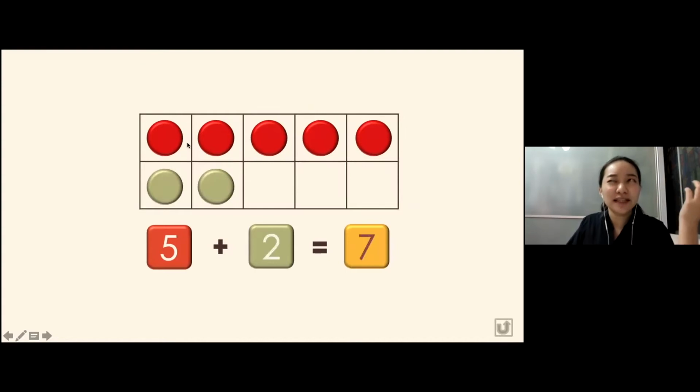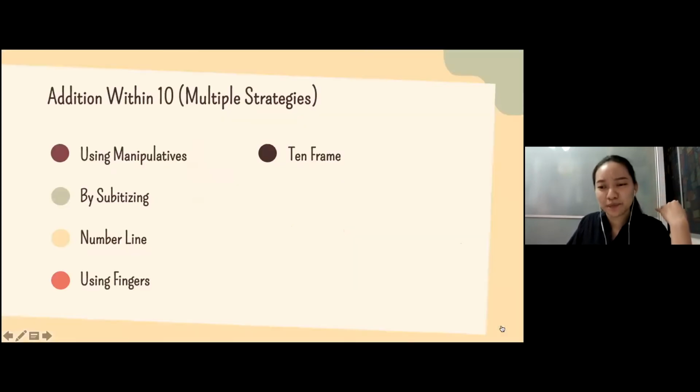So if the kids are strong in subitizing, they wouldn't need to count 1 by 1 anymore, because their subitizing skill is so strong they can see the number, the quantity, right away. That's why we encourage the subitizing skill.